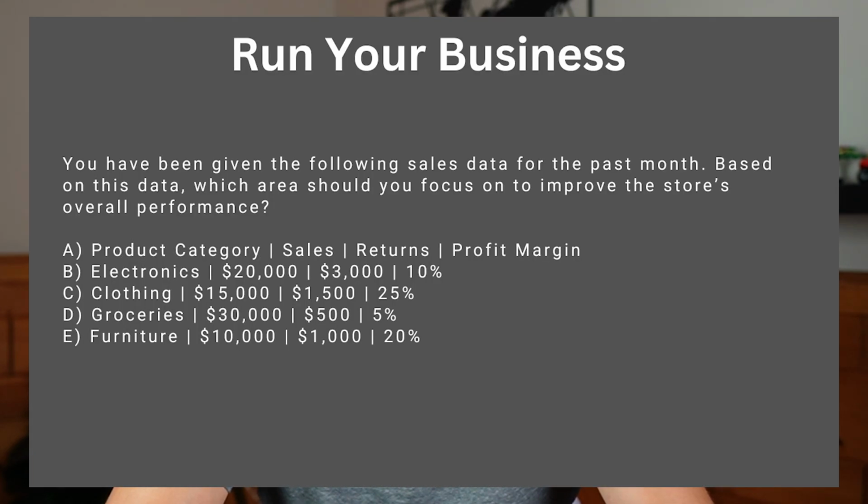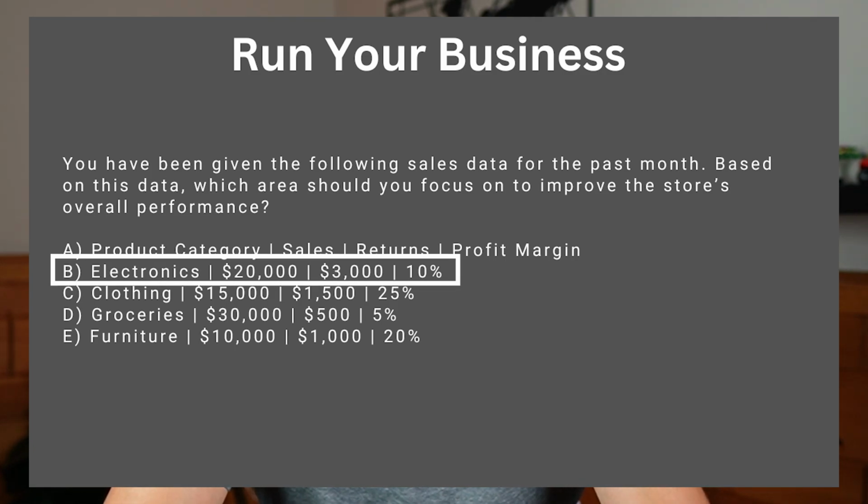So here the question I have, the sample question: you have been given the following sales data for the past month. Based on this data, which area should you focus on to improve the store's overall performance? Product category, sales, returns, profit margin. So electronics is the product category, $20,000 is sales, $3,000 is return, and 10% is margin, and so on and so forth. You're given data for 4 categories: electronics, clothing, groceries, and furniture.